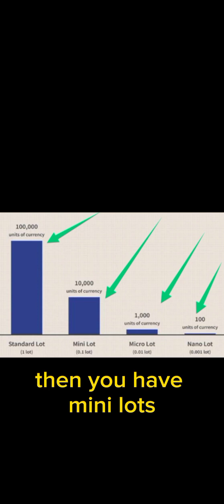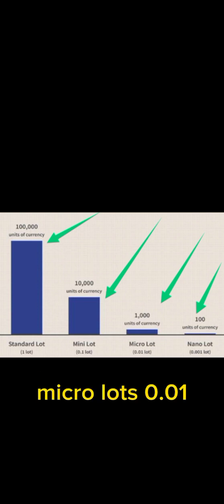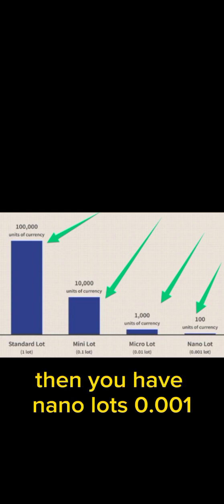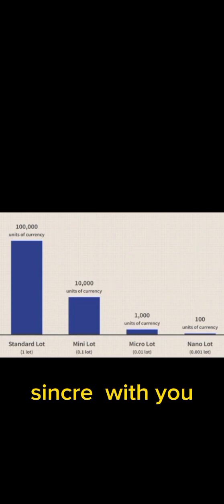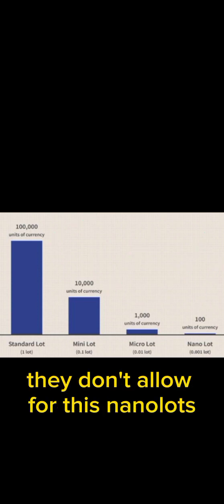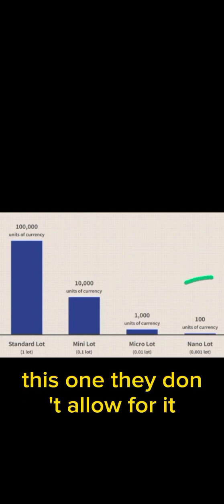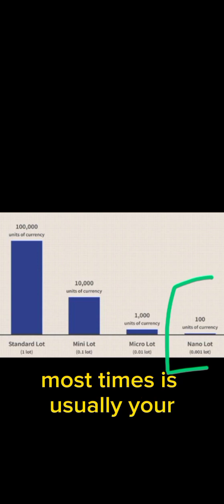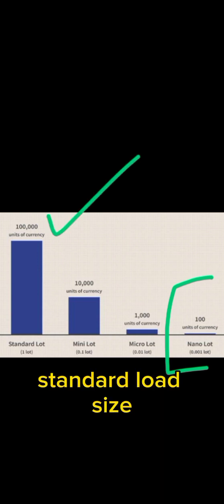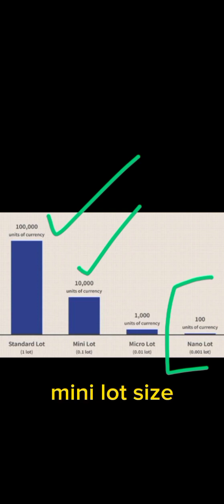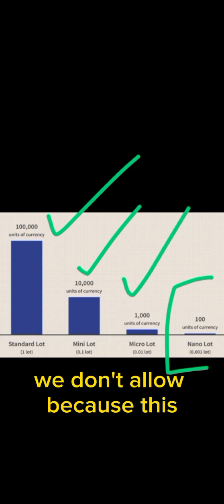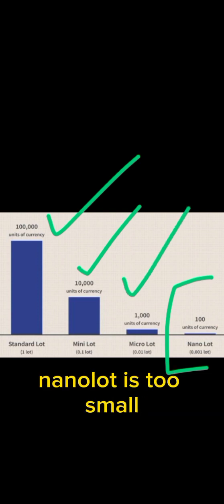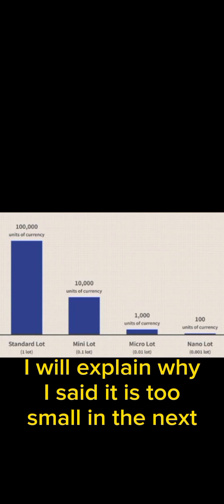All right, so the first one is 1.0 standard lots. Then you have mini lots 0.1, then micro lots 0.01, then nano lots 0.001. But I'll be sincere with you, most brokers don't allow this. They don't allow for nano lots. Most times it's usually your standard lot size, mini lot size, and micro lot size, because the nano lot is too small. I will explain why I said it is too small in the next slide.